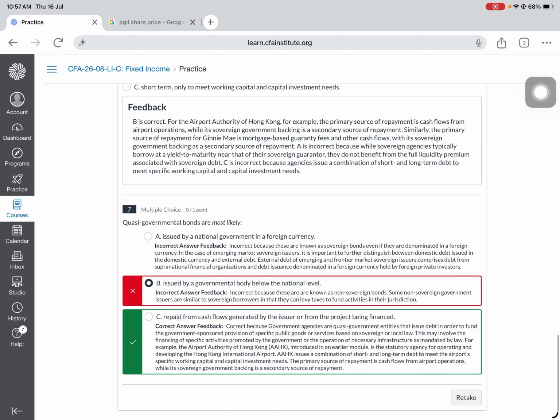Now we are going to the seventh question: quasi governmental bonds are most likely repaid from cash flows generated by the issuer or from the project being financed. Quasi government means it is not a national government, and you should not understand it as next to national government like state government. It is not that. Quasi government means entities that issue debt in order to fund government sponsored provisions of specific public goods or services, like airport authority, such things. These are quasi government bonds.